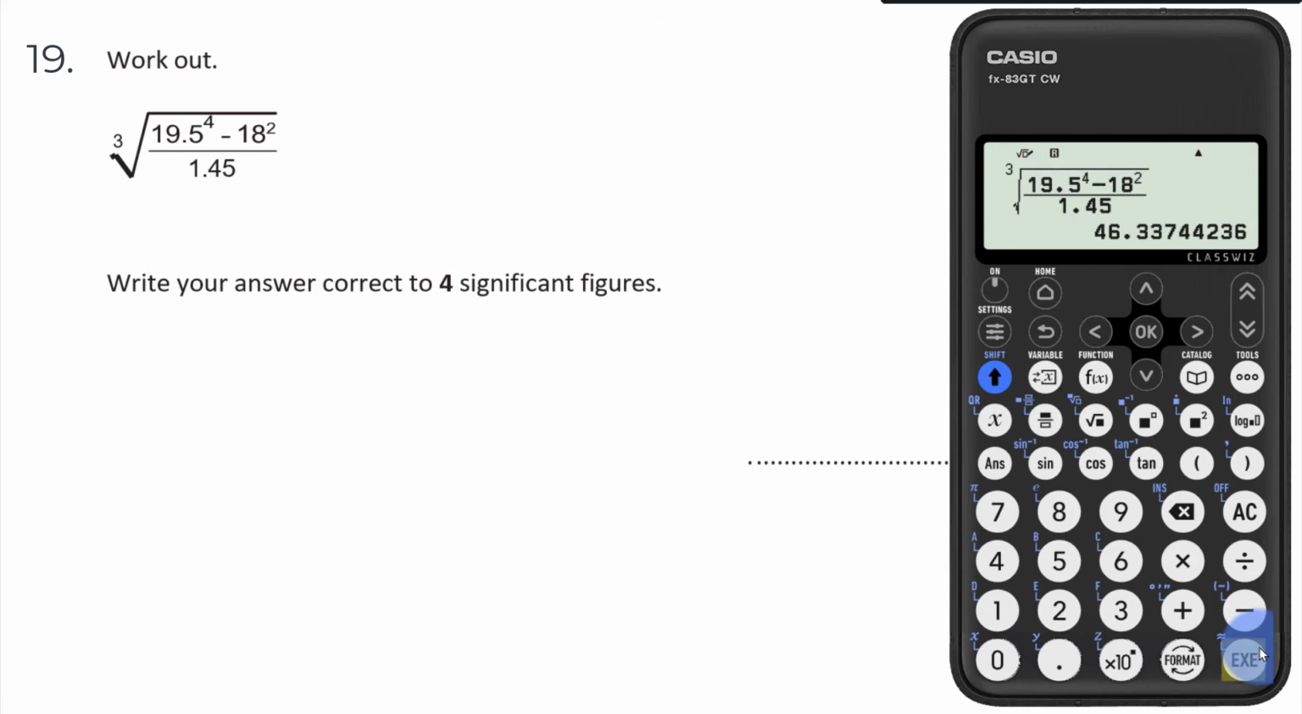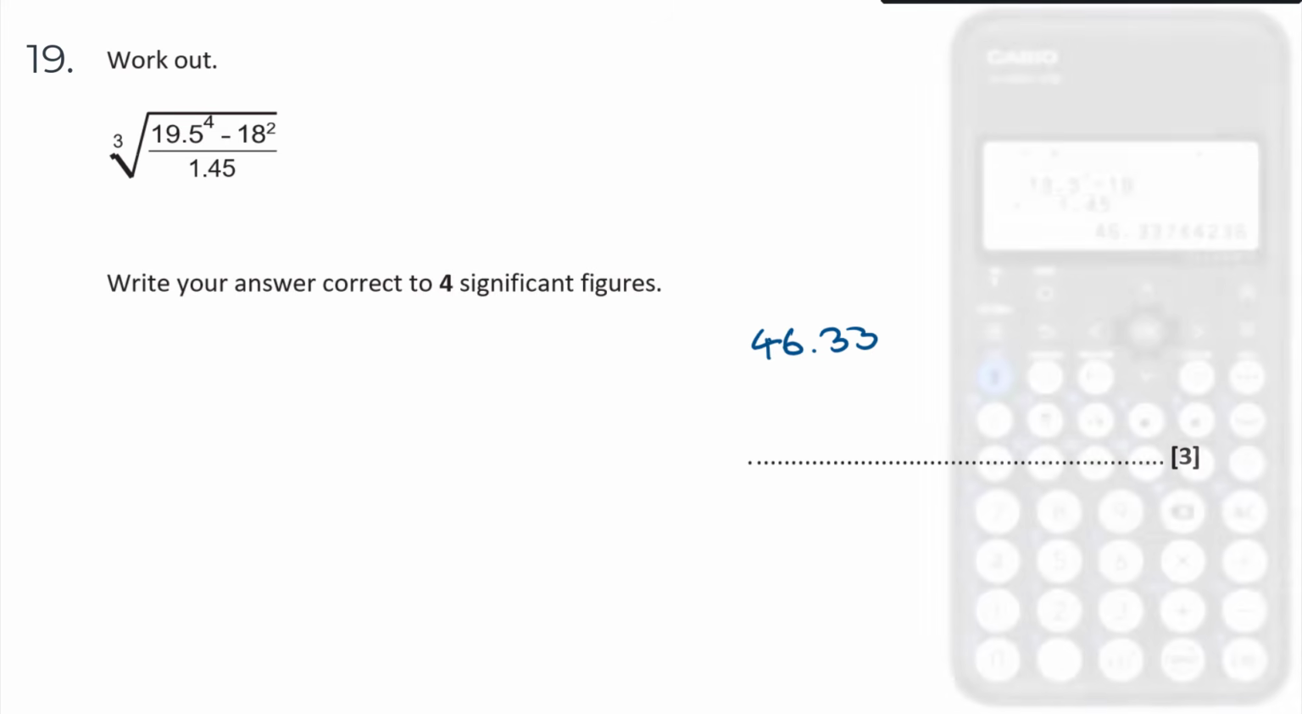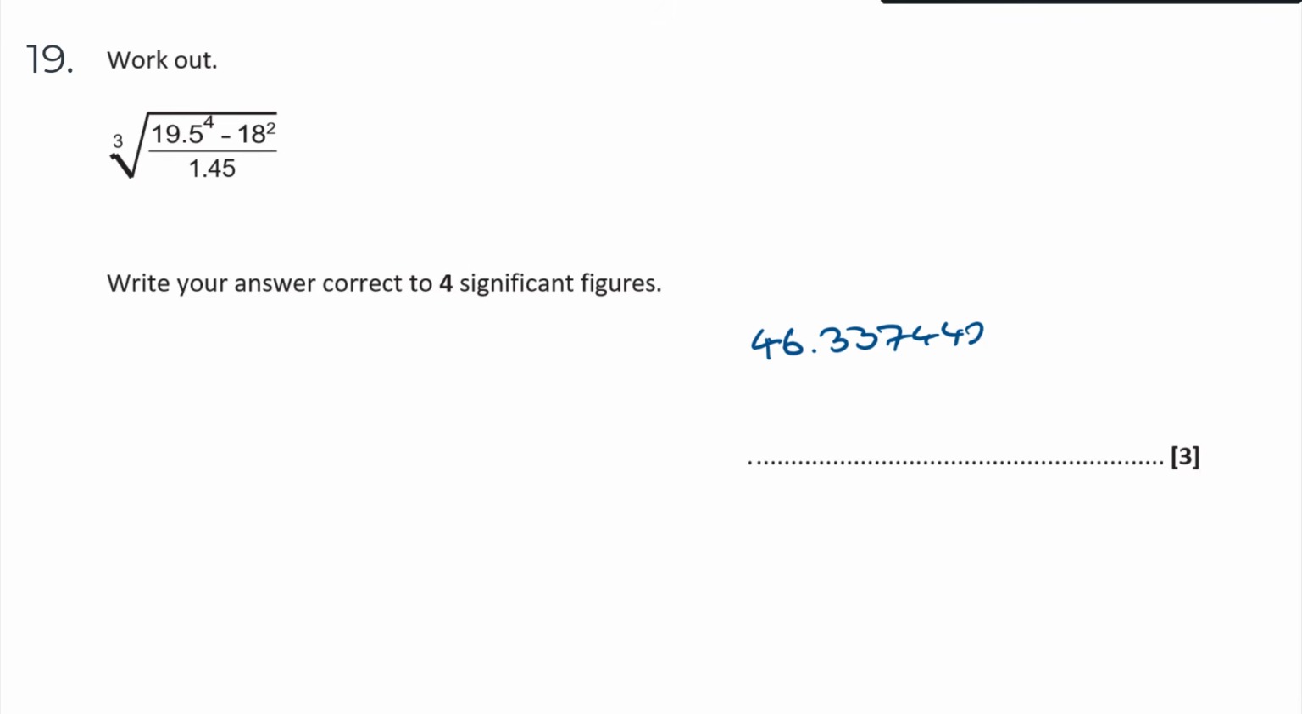And I'm making that 46.337. I need to round it off to 4 significant figures, so I'm going to have to round off after the 4th digit. Now with these sorts of questions, it's usually a good idea just to write the full calculator display down first, so the examiner knows that you've got the right answer from your calculator. So I'm just going to quickly do that.